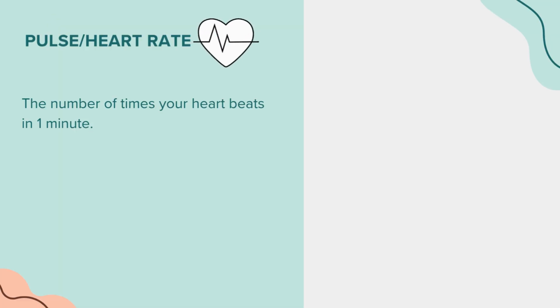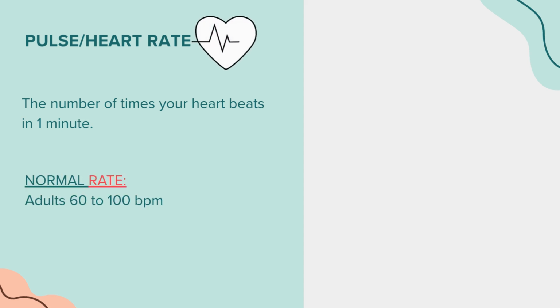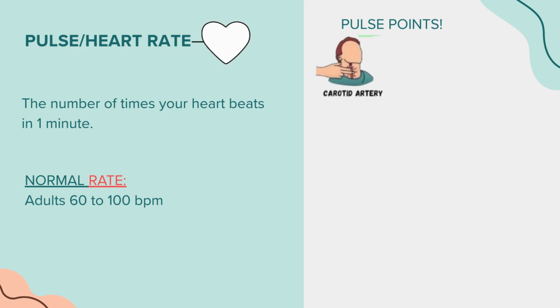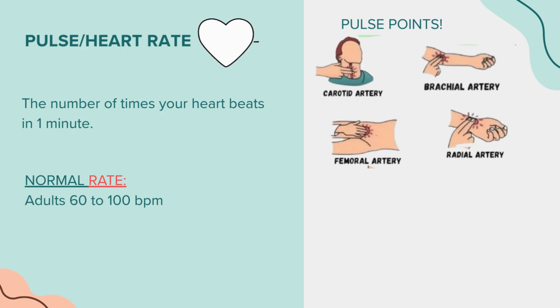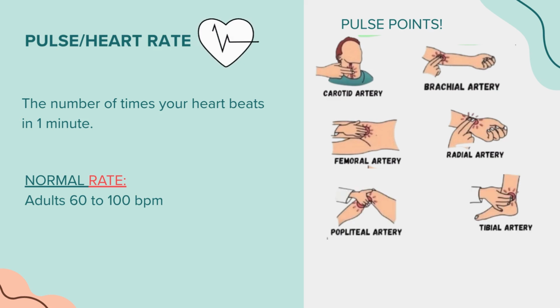Pulse rate is the number of times your heart beats in 1 minute. The normal rate for an adult is 60 to 100 beats per minute. You can locate the pulse on the carotid artery, brachial artery, radial artery, femoral artery, popliteal artery, tibial artery, and dorsalis pedis artery.